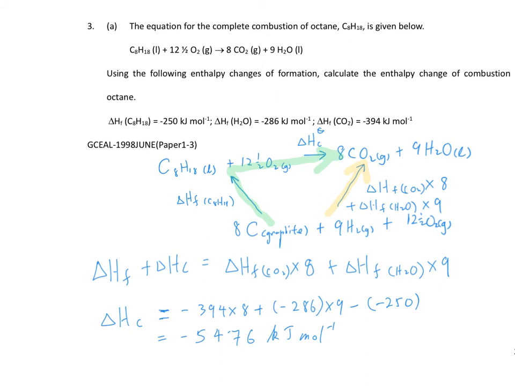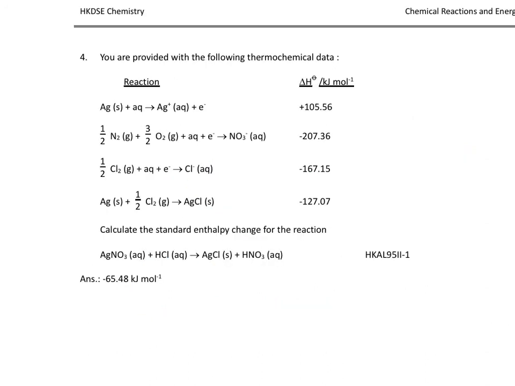In these few examples, we can find out the unknown value by using the energy cycle. On another page, I will use another method to find out the answer. On this page, I will find out the answer by using a cross-out method.